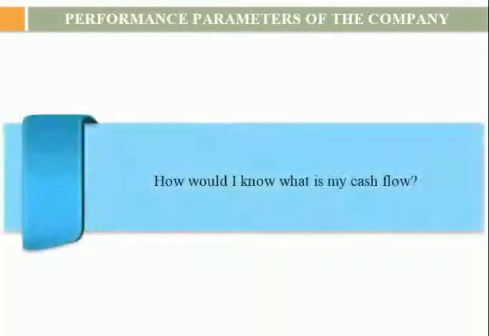What you need to see in both net profit and ROI is the trend. Does the return on investment month on month keep going up, or is stationary, or keep going down? Is my net profit constantly going up month on month, or is this trend flat? How would I know what is my cash flow?